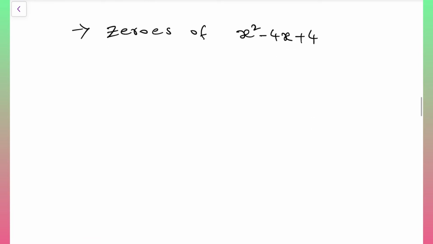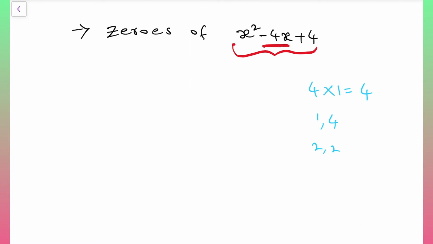Next, zeros of the quadratic polynomial x square minus 4x plus 4. Again, same as the previous question, here only the middle term is negative, whereas the remaining terms are positive. So now, constant is 4. We need to multiply that with the x square coefficient. So 4 1s are 4. 4 will come in which tables? 1 4s are 4, 2 2s are 4, in reverse 2 2s are 4, 4 1s are 4. So only 2 pairs are possible.